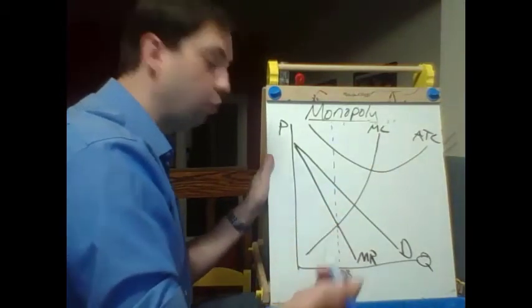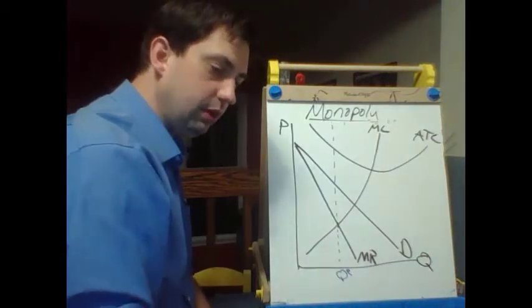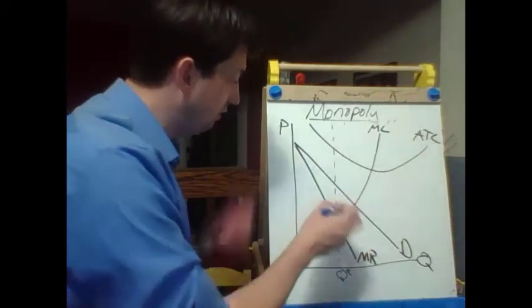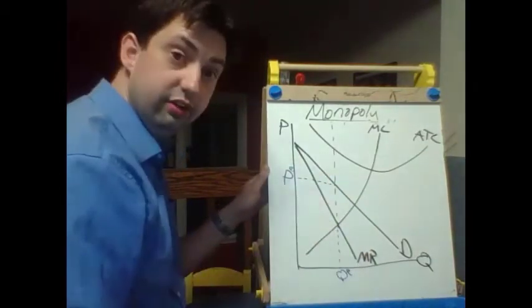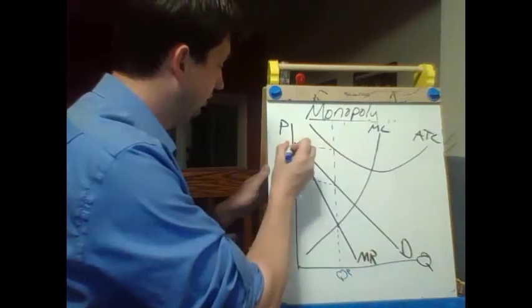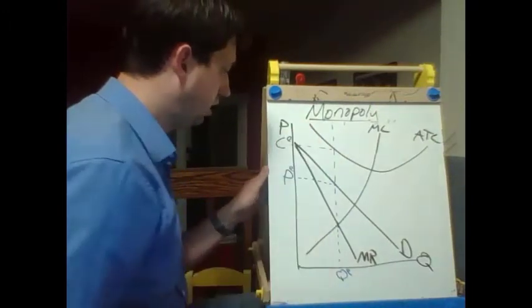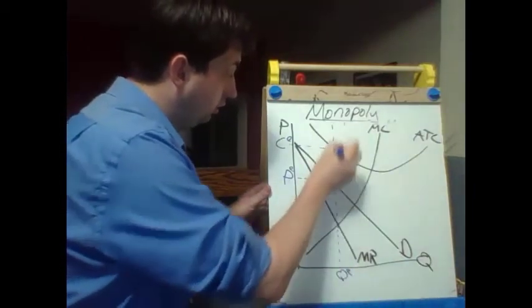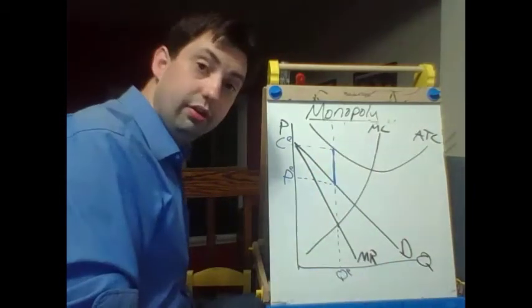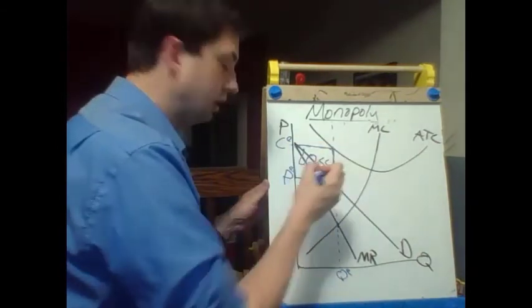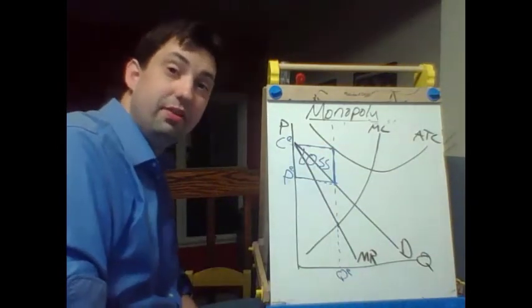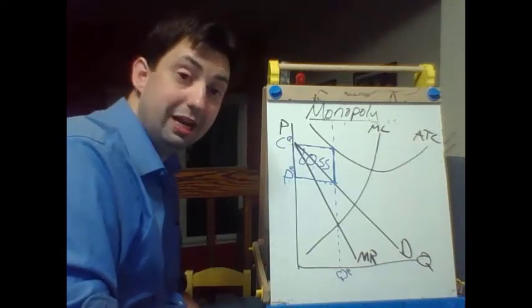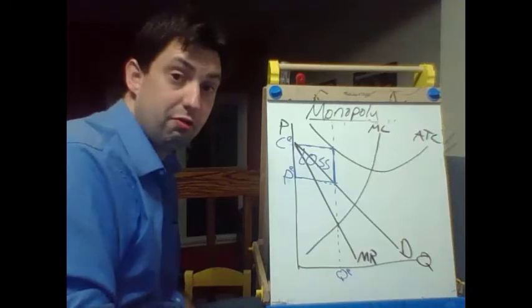We then ask ourselves, what is the highest price we can charge and still sell all of this? It's right here. What is the cost per unit? It's all the way up here. Note that the costs are greater than the price. It's negative economic profit, it's a loss. Just because you're a monopolist doesn't mean you are making money, you are just making more money than you otherwise would.